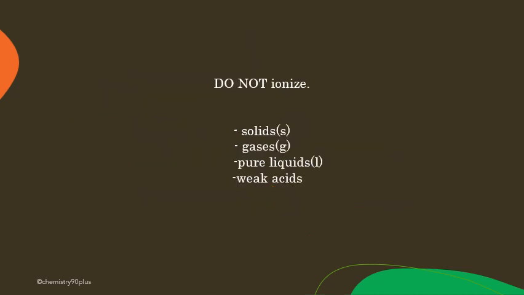Solids, gases, and pure liquids are not going to ionize, and weak acids are also not going to ionize. So whenever you see S in parentheses, do not ionize that compound. Whenever you see G in parentheses, do not ionize, and for L, do not ionize, and weak acids will not ionize. So you should remember these points while writing net ionic equations.